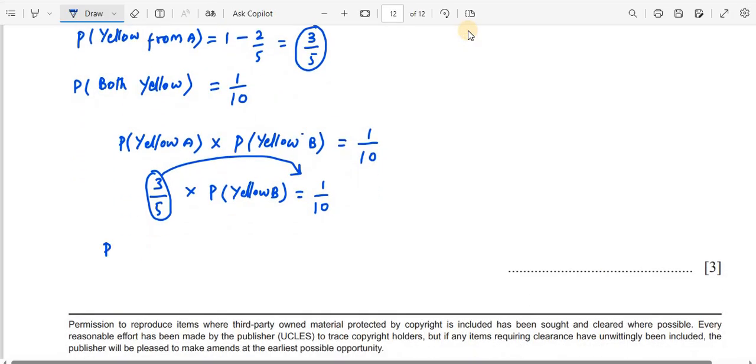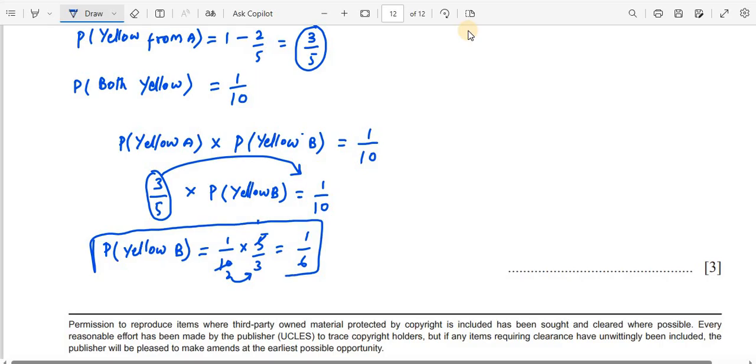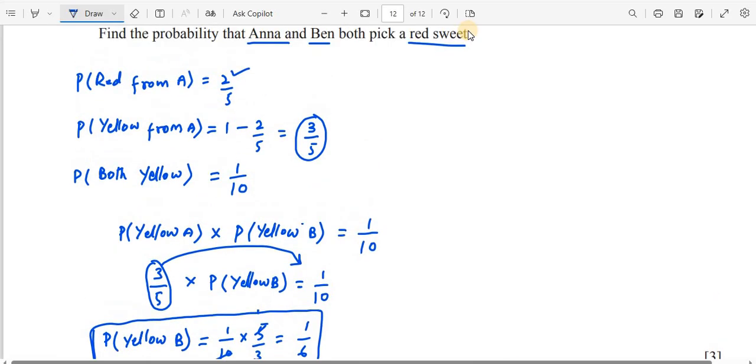So probability of yellow B is 1 by 10 multiply 5 over 3, that is equal to 1 by 6. 5 ones are 5 and 5 twos are 10. 2 multiply 3, that is equal to 6. Now this is the probability of yellow from B. So now we find the probability of red from B.